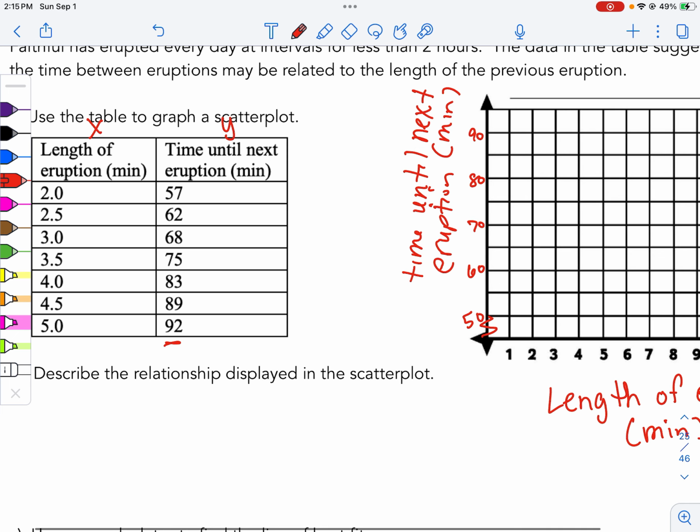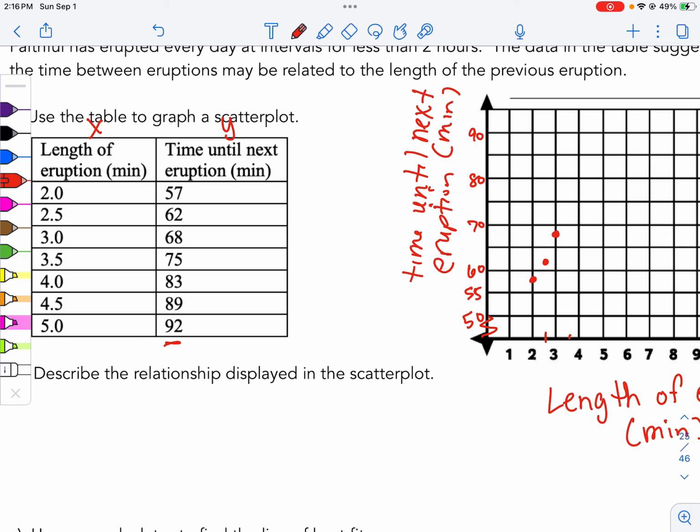All right, so let's go ahead and plot those points. So it says when the length is 2, the time of eruption is 57. Well, I'm kind of guessing here that's pretty much in the middle of 55 and 60, right? Because this would be 55 right here. So I'm going to put a dot there. Now at 2.5, well, 2.5 is in the middle here. I have to go up to 62, so I'm going to put a dot about right there. Next one is 3, 68, so that's up closer to 70, almost in the middle.